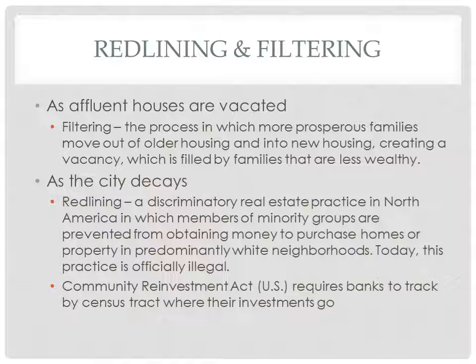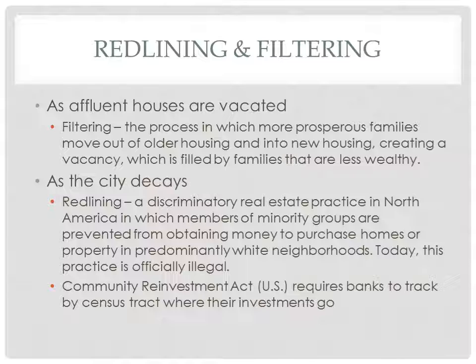So how can we improve that? Well, through investment, through a lot of different things. However, there's been a process in the past called redlining, where it was almost impossible for this to be improved. So here's what redlining is. A discriminatory real estate practice in North America in which members of minority groups are prevented from obtaining money to purchase homes or property in predominantly white neighborhoods. Today, this practice is officially illegal.